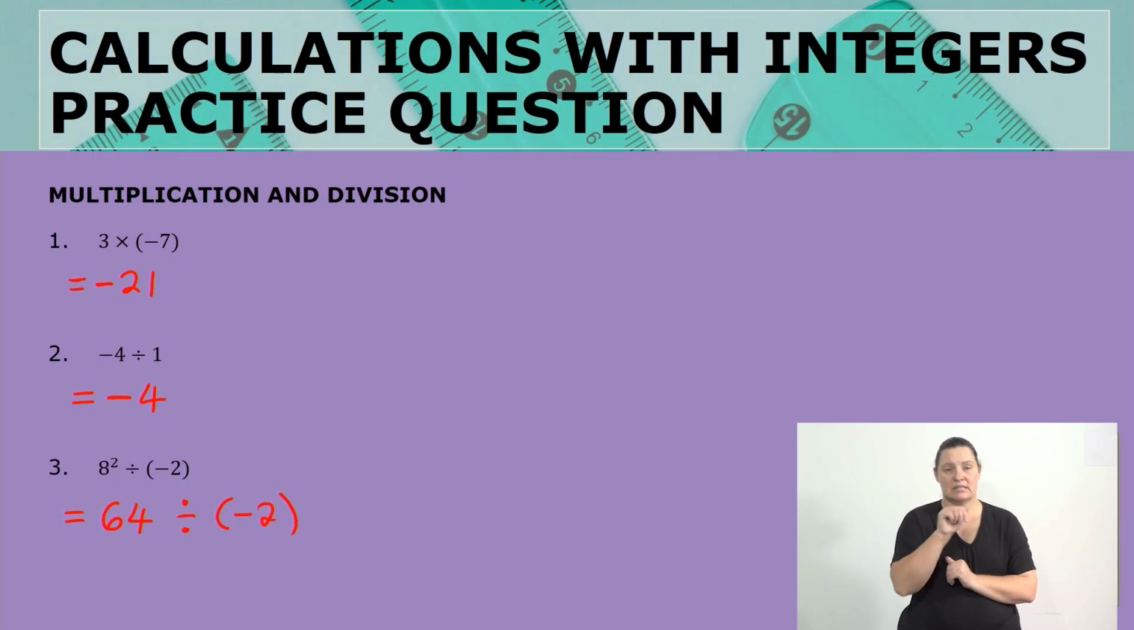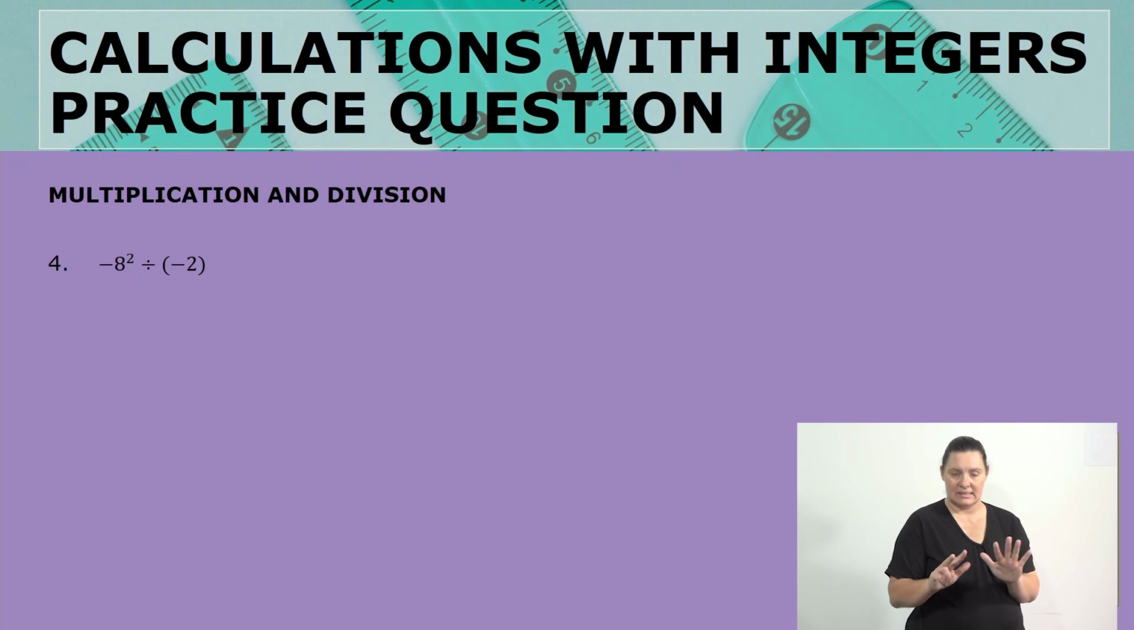The 64 is a positive number and the 2 is a negative. So a positive divided by a negative will give us an answer that is, yes, you are correct, that is negative. And then 64 divided by 2 will give us 32. Okay. Let's look at more questions.